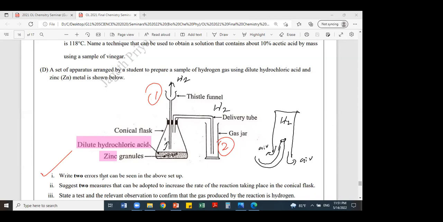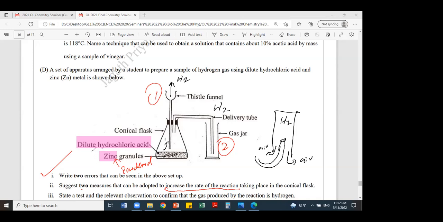Number 2, suggest 2 measures that can be adopted to increase the rate of reaction taking place in this particular setup. To increase the rate of reaction, you can use zinc in the powdered form. They use granules. You can use it in the powdered form. That is one change you can do: using zinc in the powdered form instead of granules.